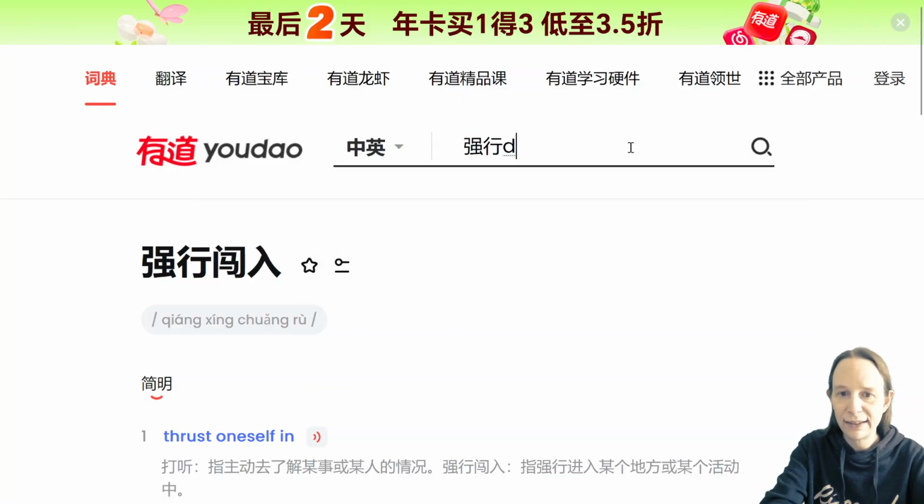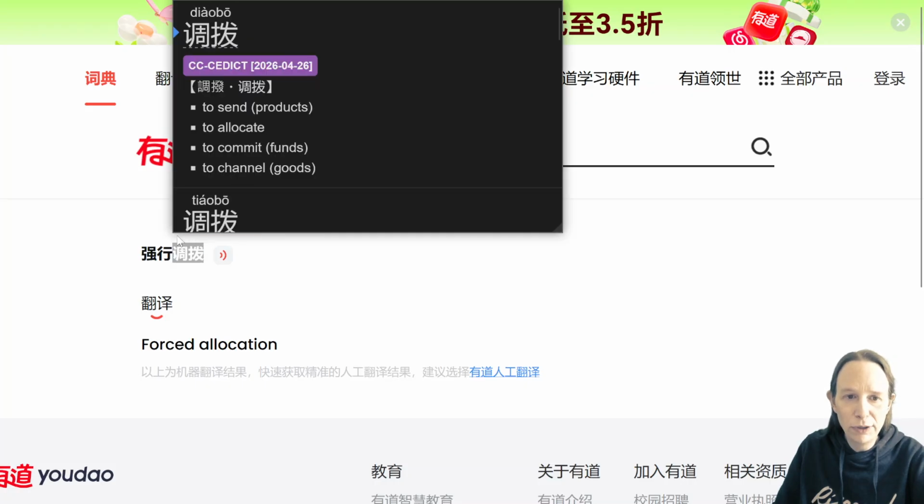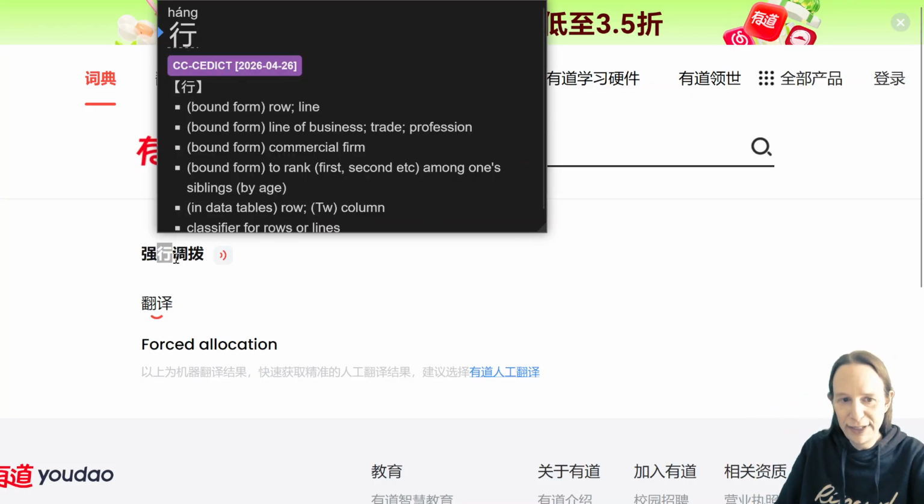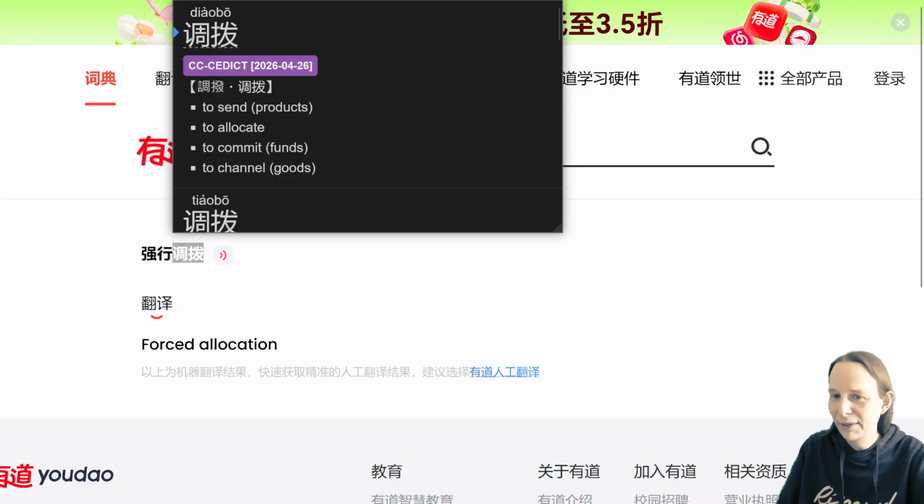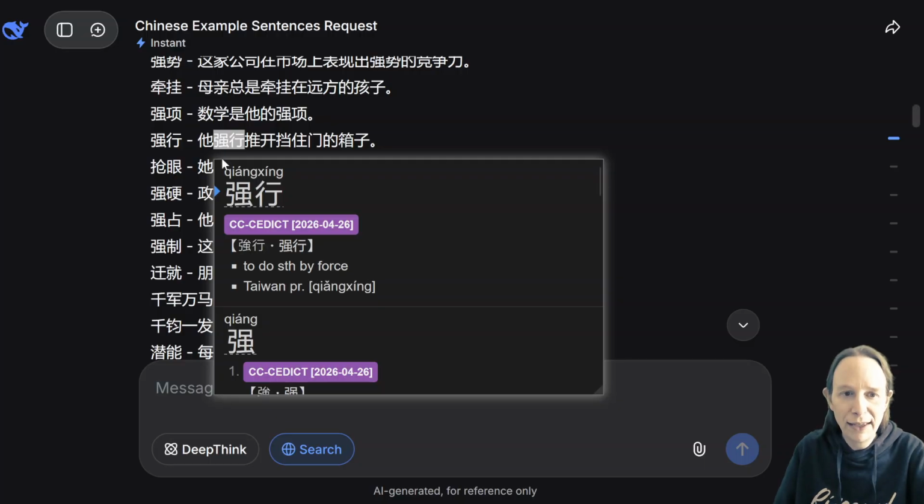What's this? 调拨. What's 调拨? Allocate. Forced allocation. I don't know what that means. Sounds like a legal concept. All right.